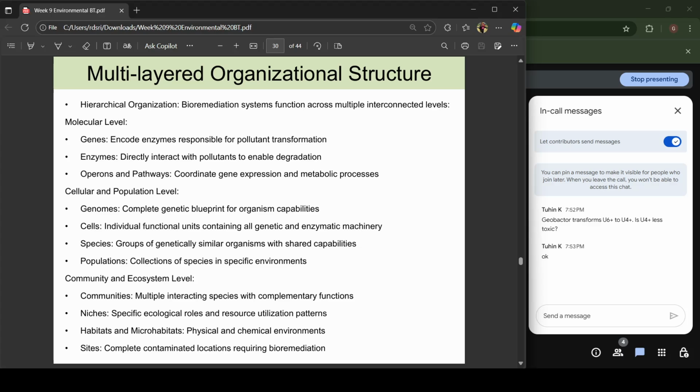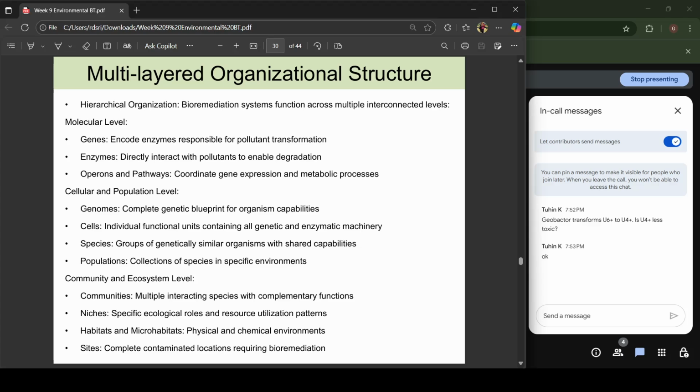So inside a cell, there is a gene, you have one cell, you have a group of same cells. Similarly, you have a group of different same cells. So that is how, if you imagine zooming out a picture in your mobile phone, you can start from the genome, zoom out to cells, to species, and then to population. So this is a cellular and populational level organization.